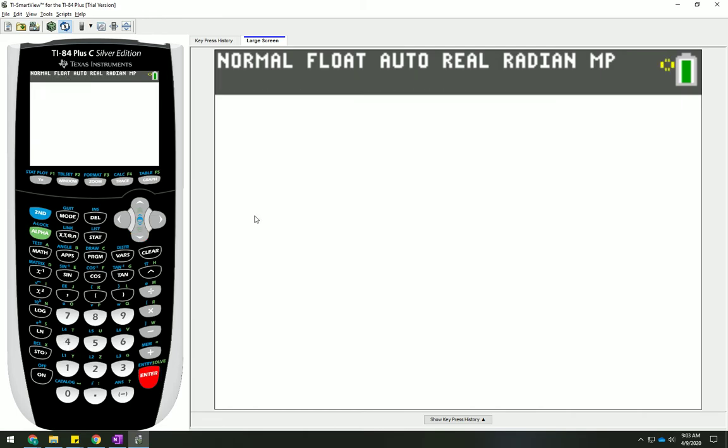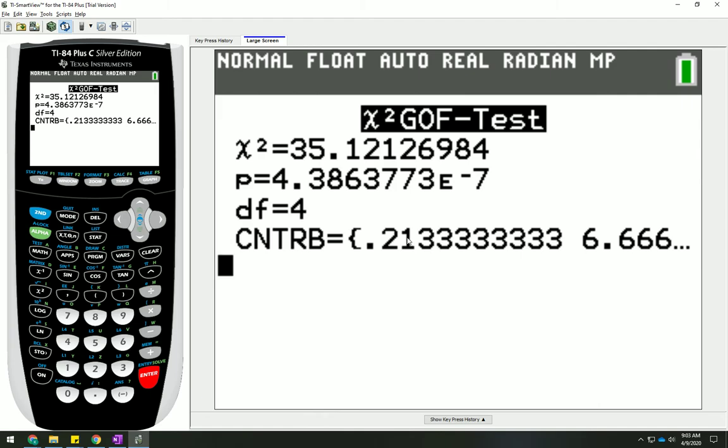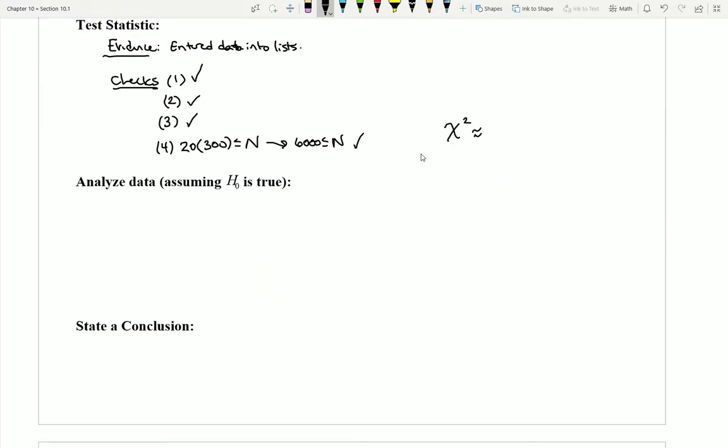Once I go to calculate, I should be able to get all the values now that I need. And you'll see right here at the top is my chi-squared value. So I'm going to write that down, 35.1213 if I round. Down here I'm going to start to sketch out my nice distribution curve. Remember, my chi-squared curve starts from 0 and goes over. So I have 0 here. And here's a bunch of chi-squared values on this number line. We got a chi-squared value of 35, so that's pretty high. That might be over here somewhere.